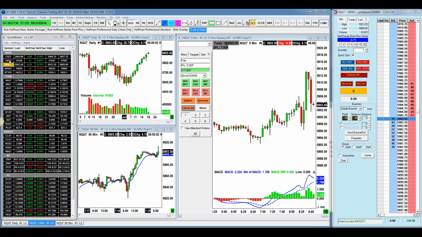You see on the left-hand side this quote board. And then over here, we've got some charts. Now, this is just an example I've made, but we've got a daily chart with some volume here. We've got a 60-minute chart with a moving average. We've got a 5-minute chart with a trading interface on it because you can trade right off the charts. You've got MACD here at the bottom. So this is just an example.